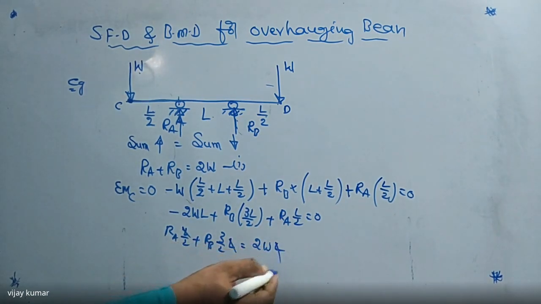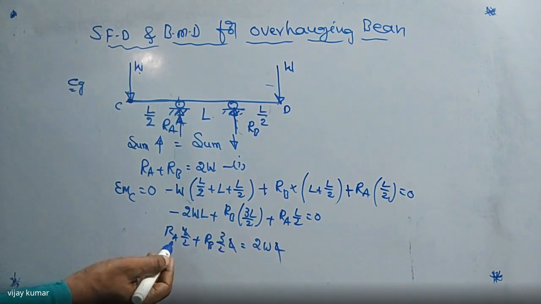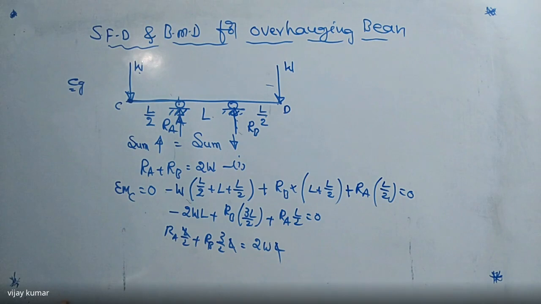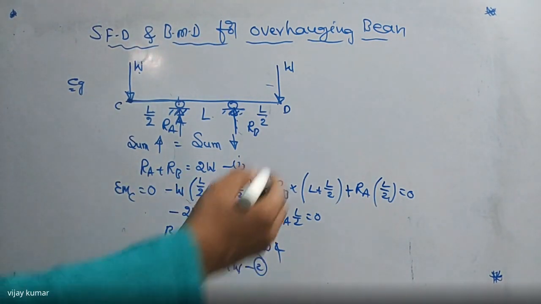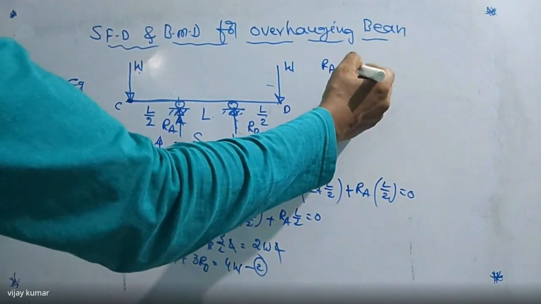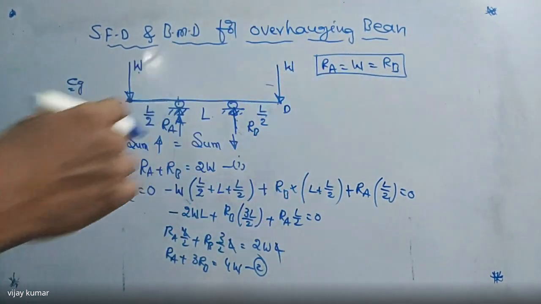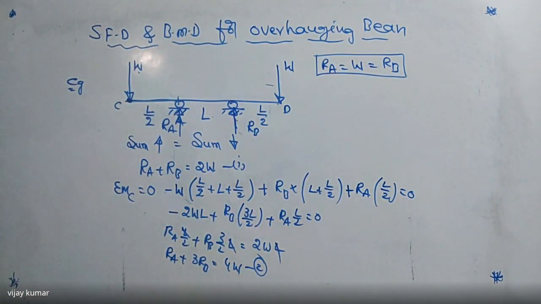L on all sides is cancelled. Then 2 is the LCM, take that side, then we can write 4 times W. So RA plus 3RB is equal to 4 times W. This is equation number 2. If you solve equation number 1 and 2, we get RA and RB values very simply. RA is equal to W and RB is equal to W. We are getting the same value. So that is the way of calculation of reactions at the support.